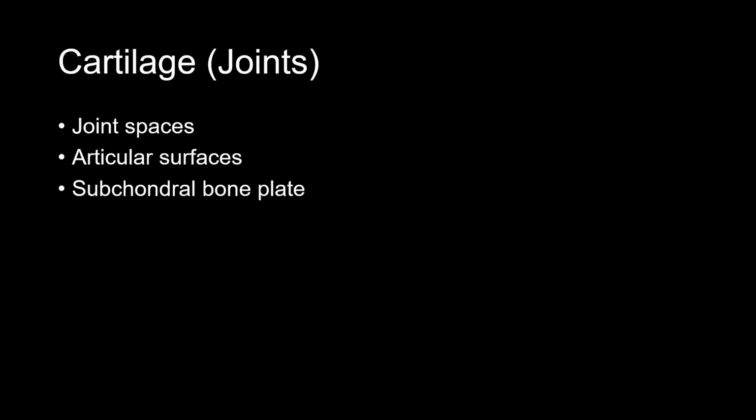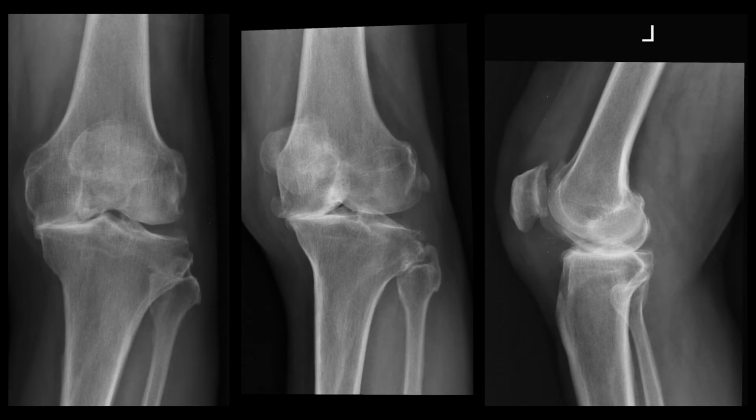Next, we're going to assess cartilage or the joints. So with this, when we're looking at joints, we kind of already talked about alignment, so now what we're focusing on is the articular surface itself. So here we can see we have some joint space on the lateral aspect of this knee, but the medial aspect doesn't appear to have any joint space.